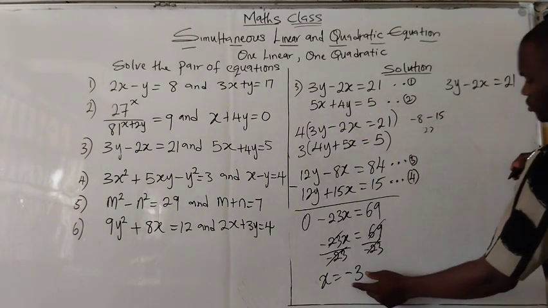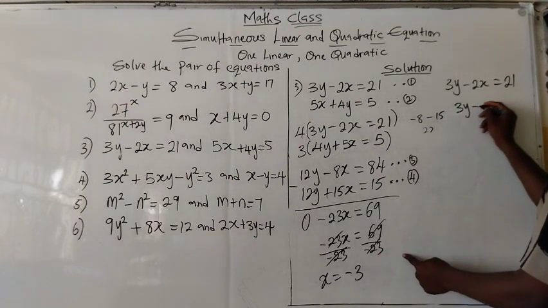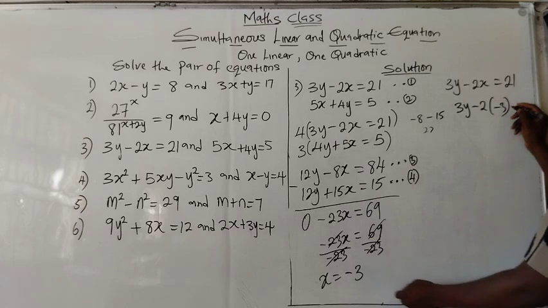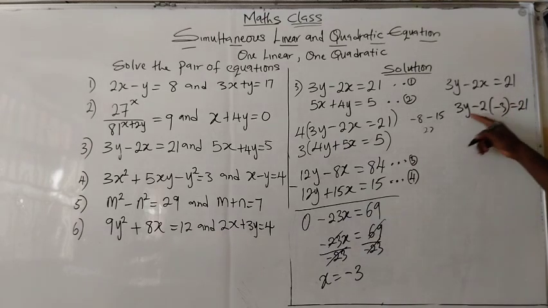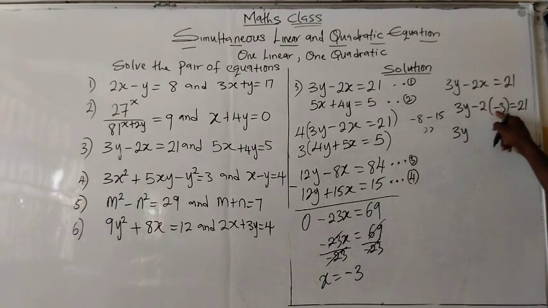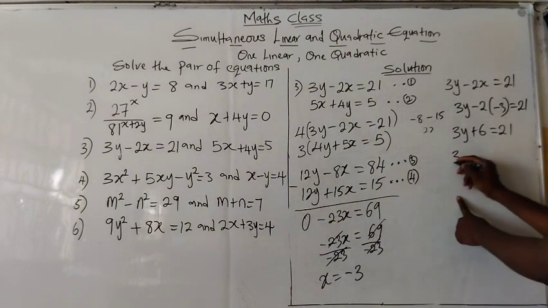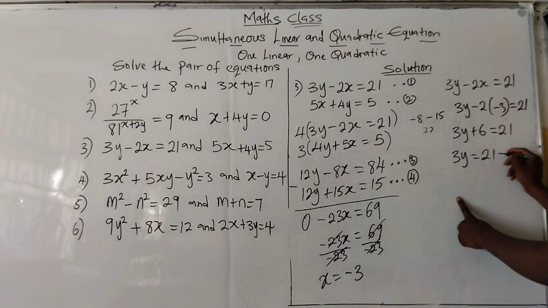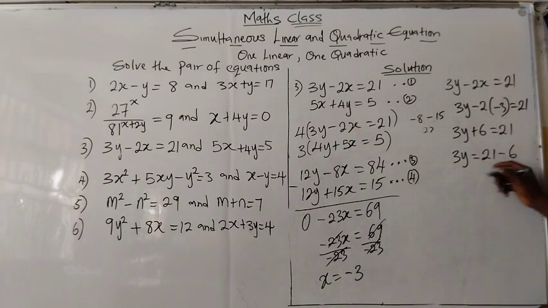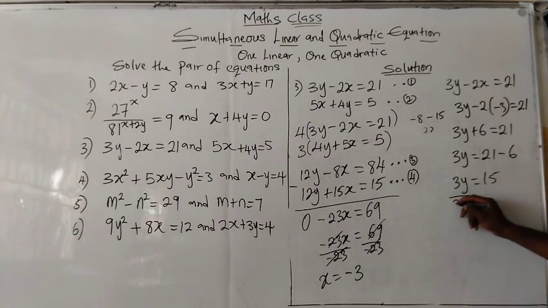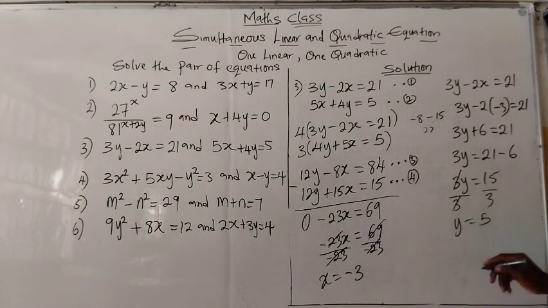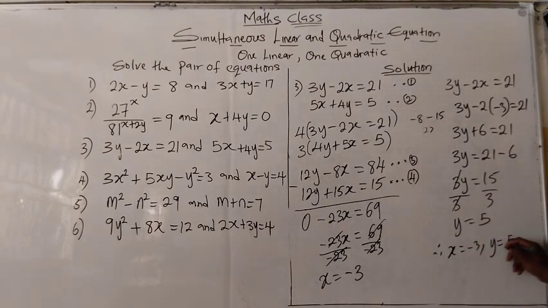21. Then I'll substitute x to be minus 3. So I'll have 3y minus 2 into minus 3 equal to 21. Then we simplify. Multiplying here, we have a positive 6 equal to 21. Take 6 to the right hand side. We have 3y equal to what? 21 minus 6. When it crosses, it becomes negative. Then 3y will be equal to 15. We divide by the coefficient of y. This will kill this. Y becomes 5. So if x is a negative 3, then y is going to be 5.